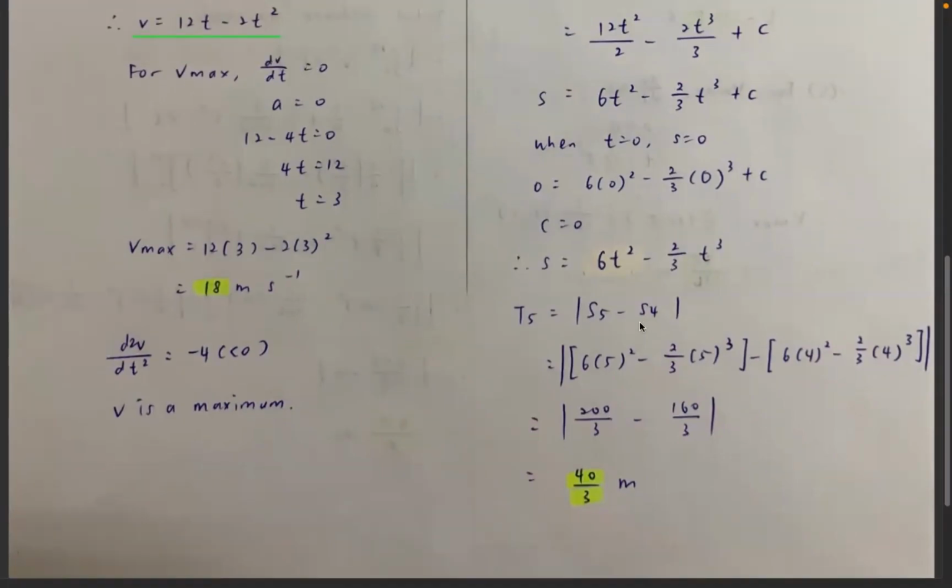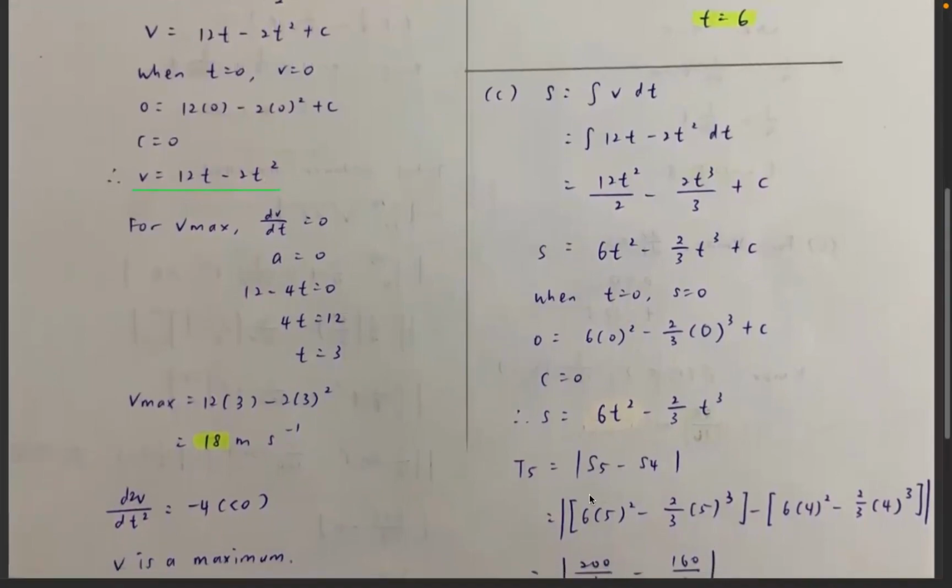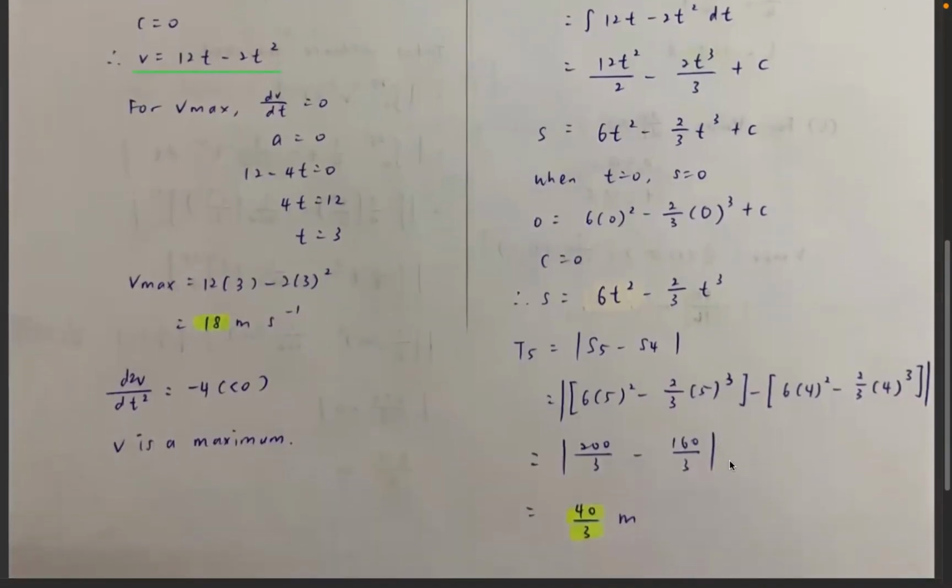And then the modulus of S5 minus S4 means we need to substitute t equals 5 into the displacement function, minus S4, which means we have to substitute t equals 4 into the displacement function. So we have the answer 40/3 meters. So this is one way of working. Another way is you can straight away do integration of v dt from 4 to 5. So it depends on you which one you want to do.